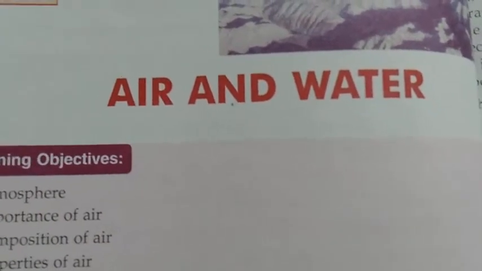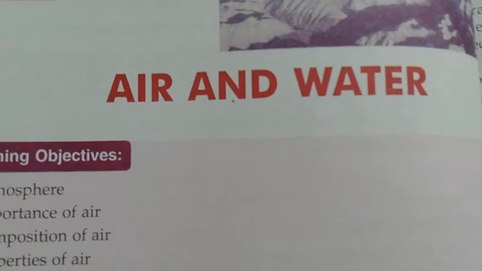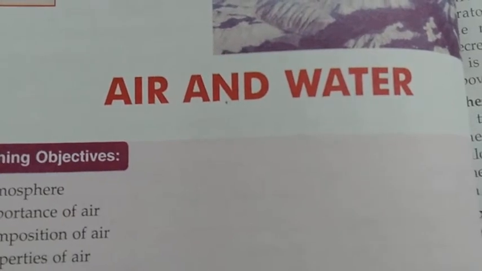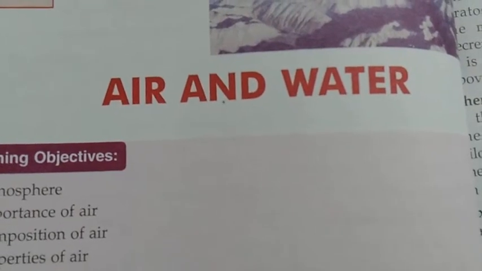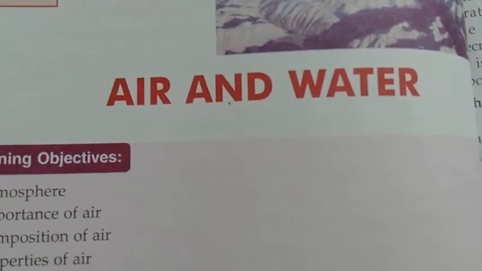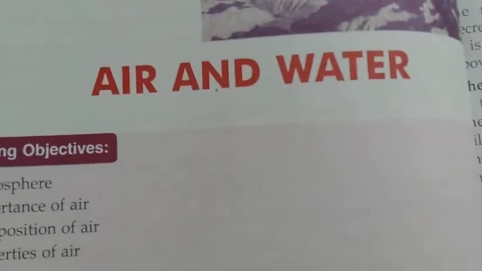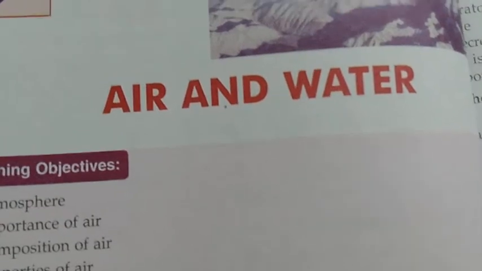The atmosphere is a blanket of air that surrounds our earth. It is held around the earth due to the earth's gravitational force. Earth's gravitational force attracts the atmosphere with it. The atmosphere is made up of various gases, water vapor, and dust particles. And now I'm telling you that there are 5 layers in the atmosphere.